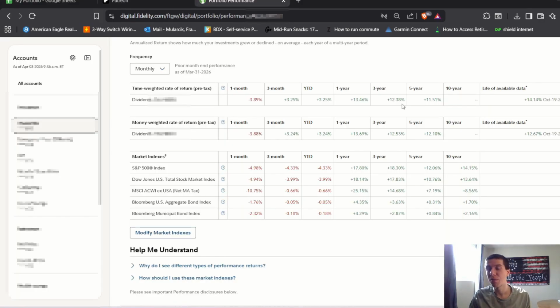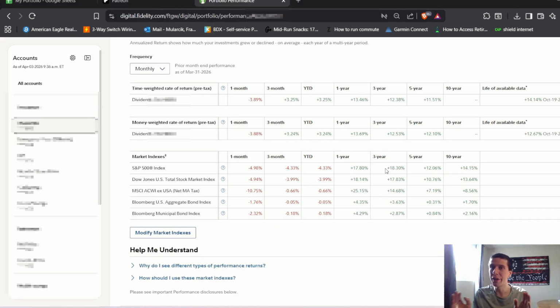And now looking at the performance for the portfolio, first up we'll look at 5 years. Annual return 11.5% compared to the S&P 500 of 12%, so lagging just a little bit there. Hopefully over time we can get closer to that for sure. 3-year performance 12.4% compared to 18.3% from the S&P 500, so definitely lagging a good bit there.